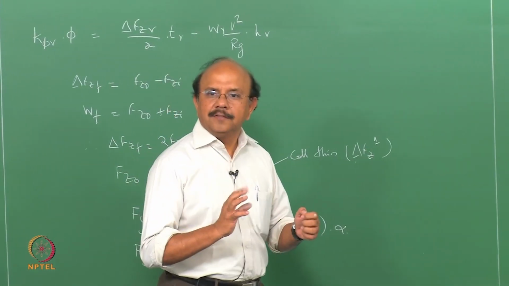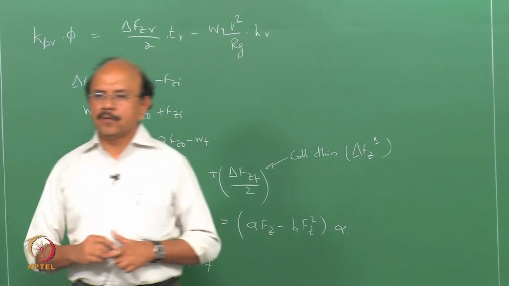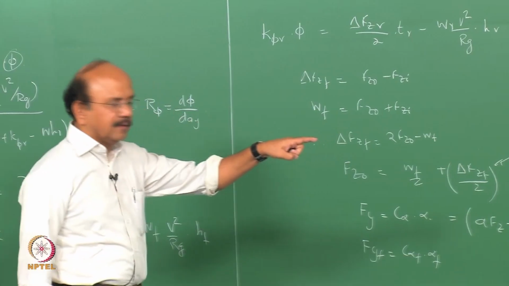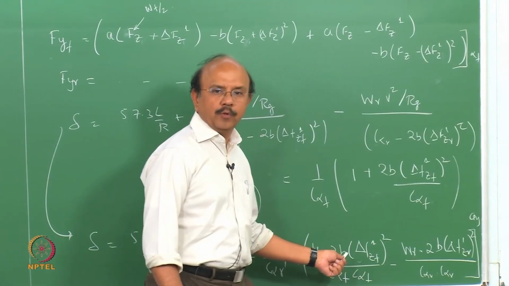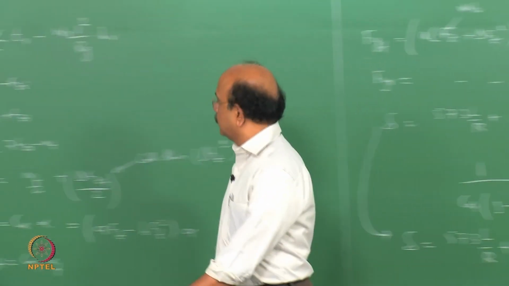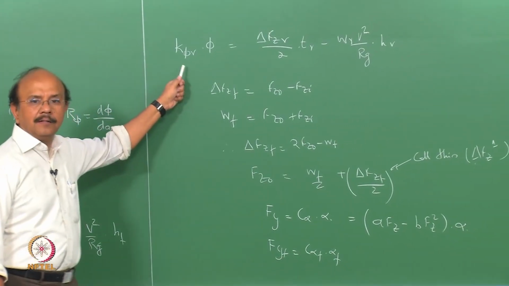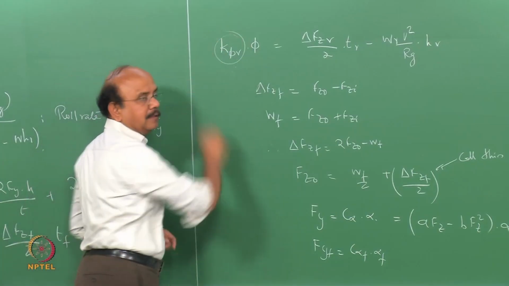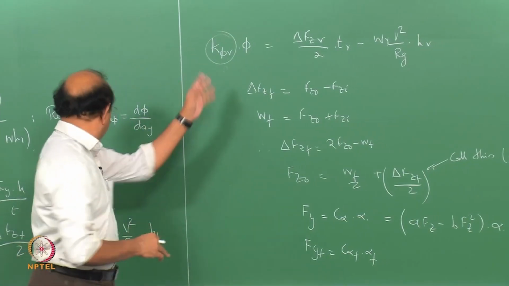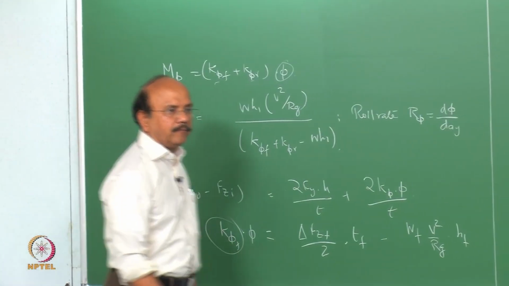How do you interpret this? This interpretation is based on two things. What are they? They are of course based on delta Fz f, that is the change here. And that is affected by what? That is affected by that expression. So that is affected by this. Okay, let us take the front.